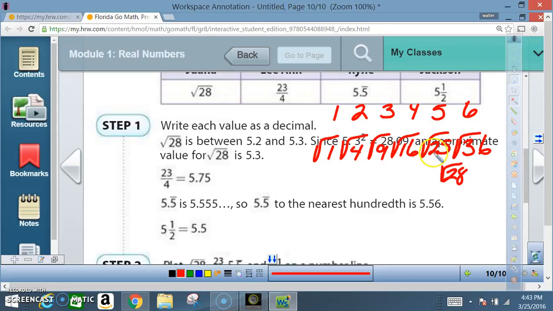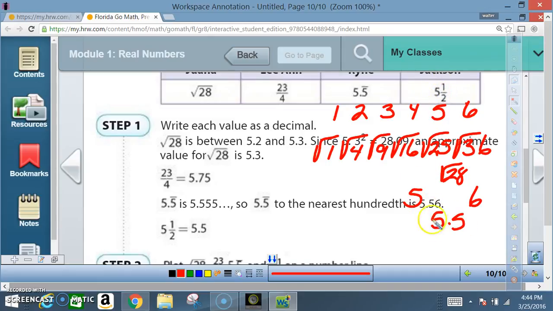Now, what is the square root of 25? That's going to be 5. The square root of 36, that's going to be 6. So I know then that the square root of 28 is between 5 and 6. Halfway between 5 and 6 is 5.5. Now, what I notice is in my table, I got a 5.5 repeating. Also got a 5.5 right here, so that's 5.5 there also.